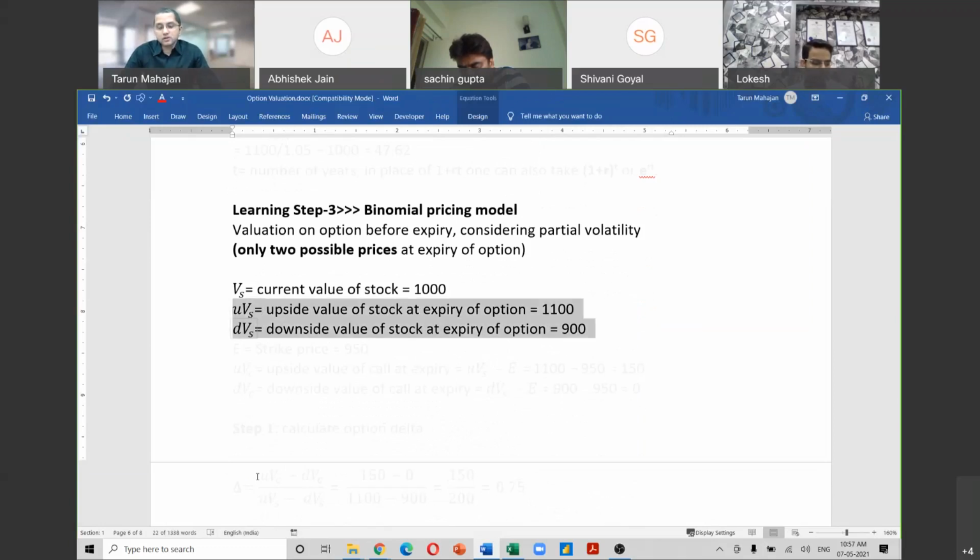Now that's wrong. A share can take infinite possible prices. But yeah, currently we are considering only 2 possible prices, upside and downside. As we are considering only 2 prices, it is named the binomial pricing model.